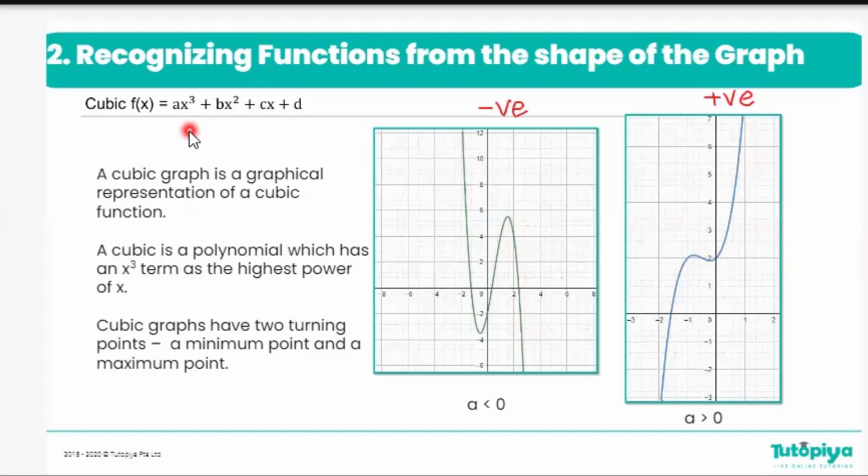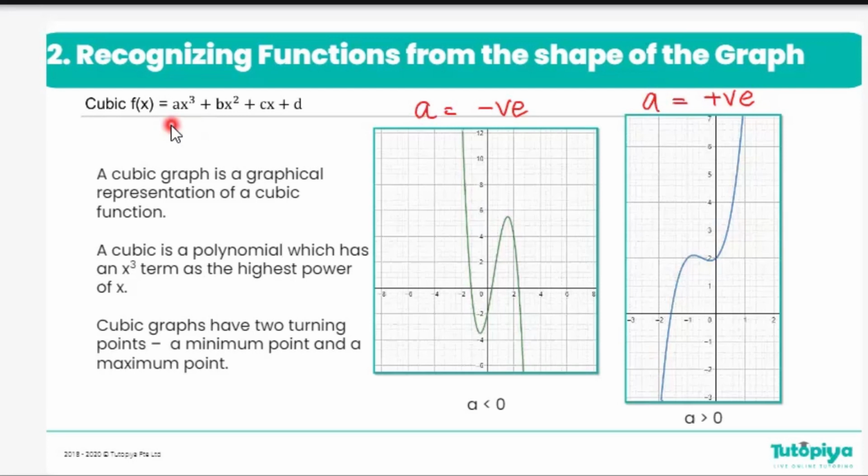And to classify a graph as a positive cubic or a negative cubic graph, what we have to do is look at the value of a. If the value of a is positive, then we say that's going to give us a positive cubic graph. And if the value of a is negative, then we say that's going to give us a negative cubic graph.